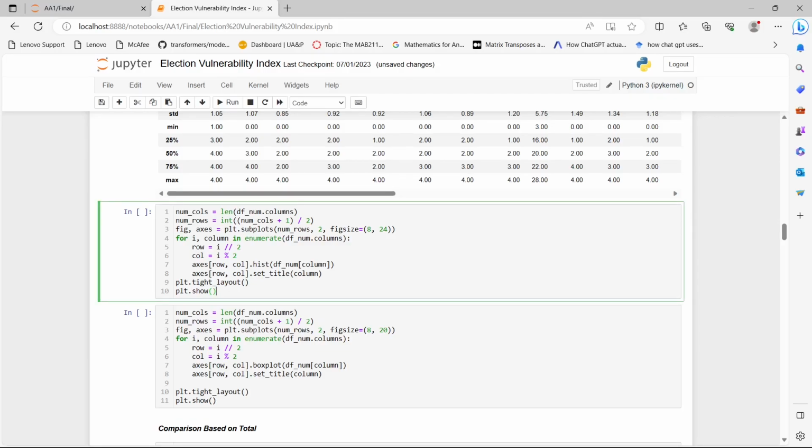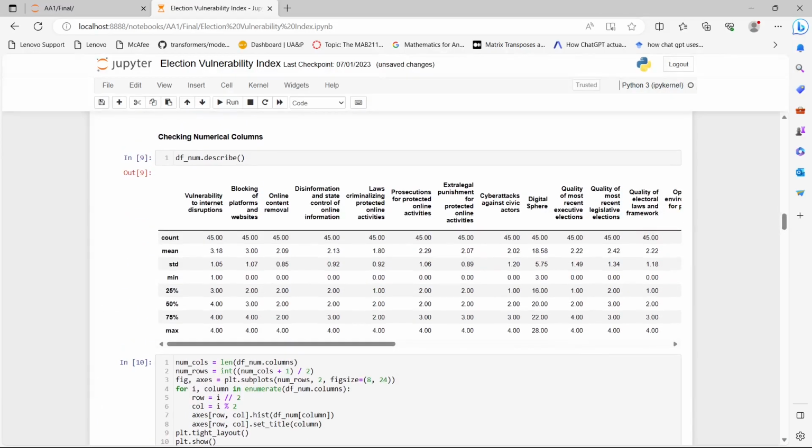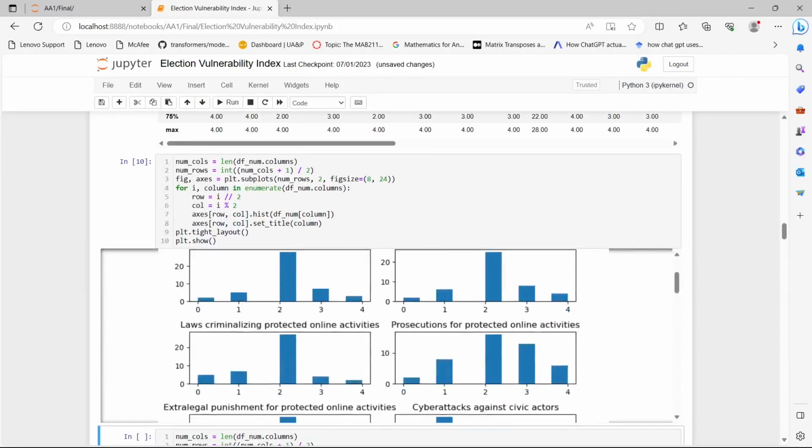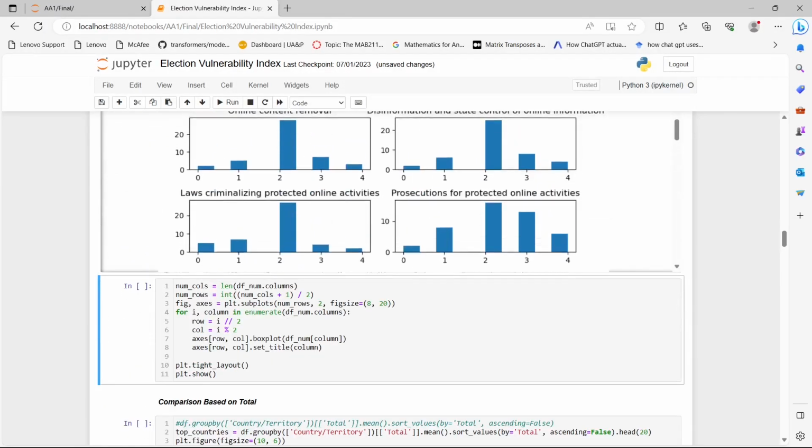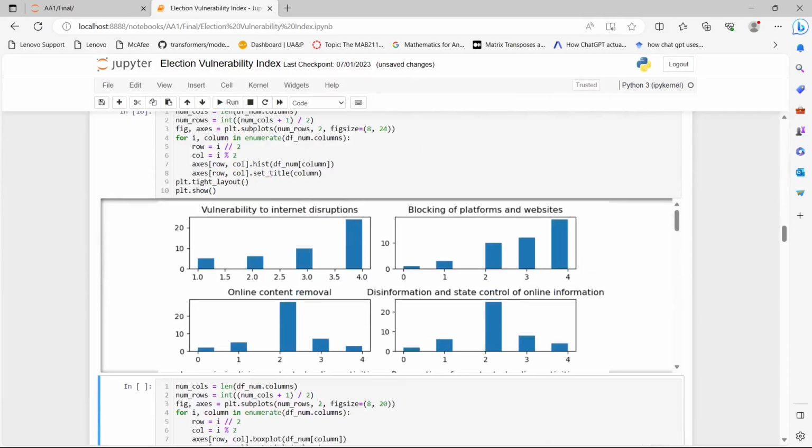Let's execute this. It may take a while because we do have a lot of features in our dataset. So it's done. Now you can see the scores and the distribution plots. For those having the score of 1.0 for vulnerability to internet disruption, we have here the blocking of platforms and websites.